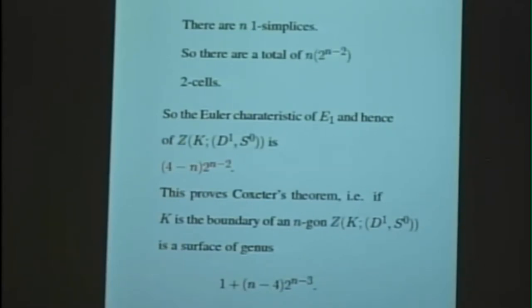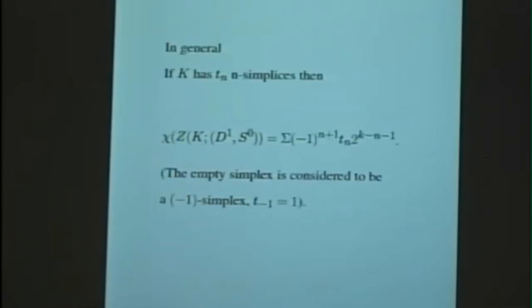Add it all up. Oops, that's not adding it all up, this is. And you get an Euler characteristic from the E1 term of the spectral sequence. Well, the Euler characteristic determines the genus, and there it is. That's exactly Coxeter's theorem.